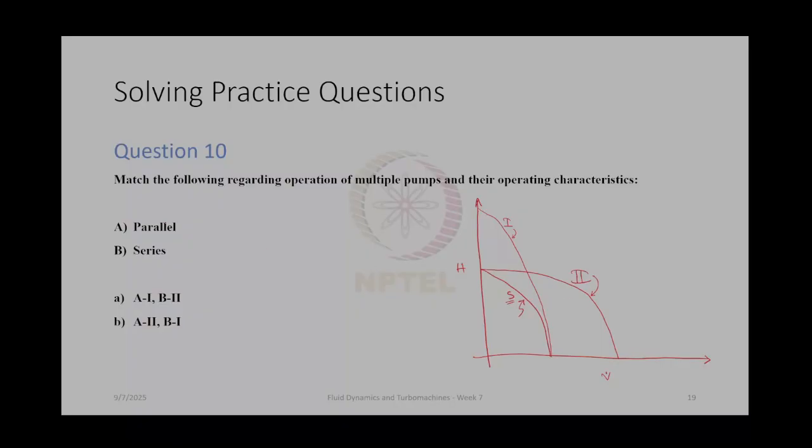And there are two different ways in which two pumps can be used at once. They can either be in parallel or in series. So you have to match how the operating characteristics change from S to 1 or 2 when we are using multiple such pumps, either in parallel or series. There are really two combinations given in these options. It could be either A1, B2 or A2, B1. You have to select the correct one.